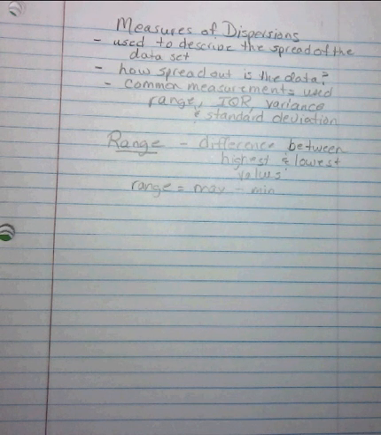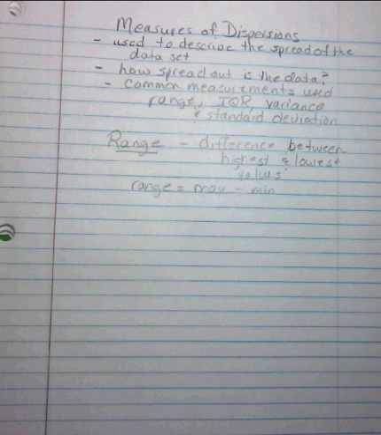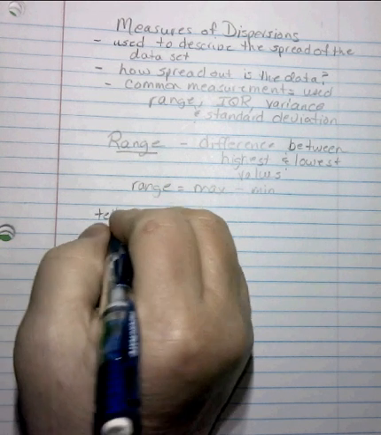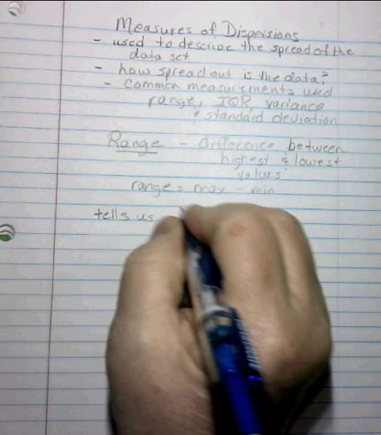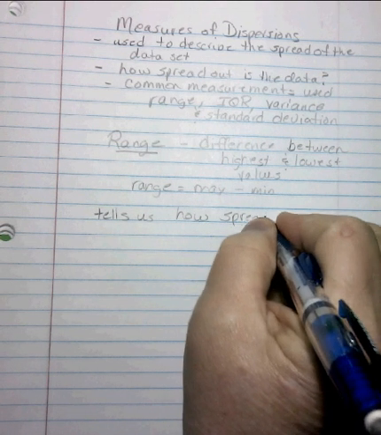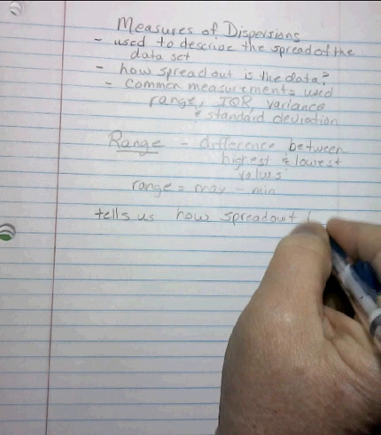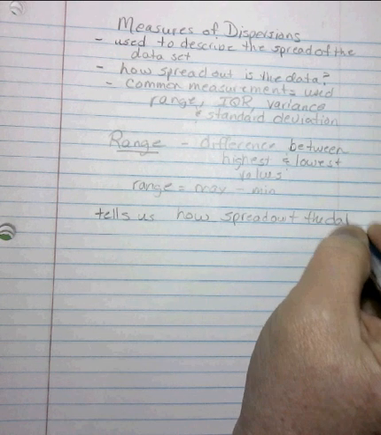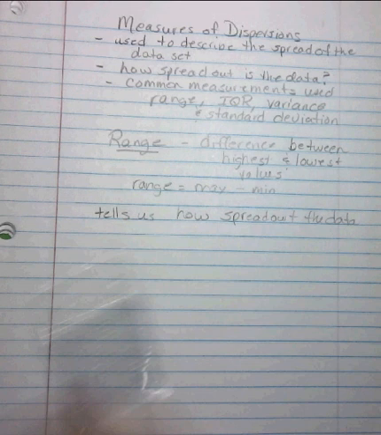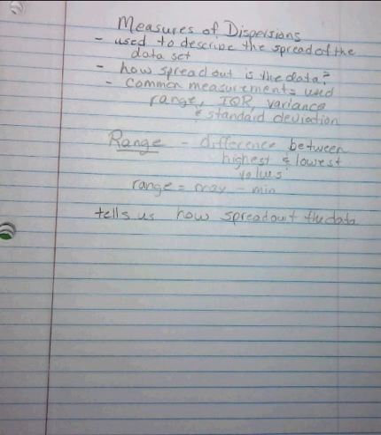So we don't have some way to abbreviate that. Just finding the range would be the max minus the min. Now, what does it tell us? It tells us how spread out the data is. A large range value would tell us that the data is widely spread out. A small range value would tell us that the data is close together.